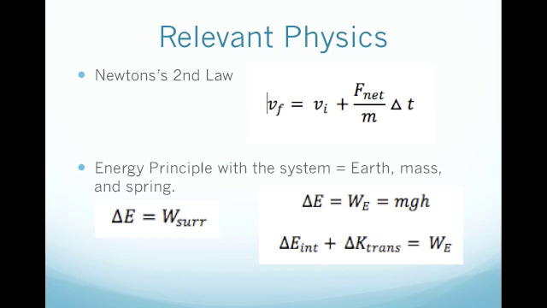Choosing the ball as our system, the work done by the surroundings would be equal to the work done by Earth, which is also equal to the mass of the ball times the force of gravity times the height of the center of mass of the ball. We also know that the total change in energy is equal to the change in internal energy plus the change in translational kinetic energy, which means that all of that is equal to the work done by the Earth. Now let's use these in a computational model.